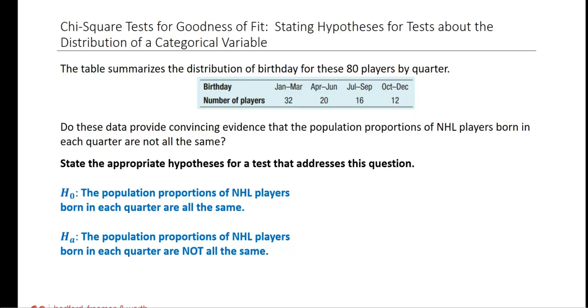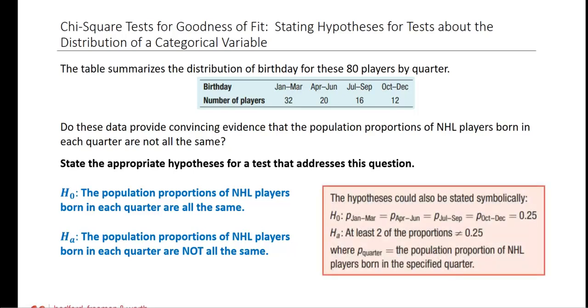What's interesting is it's different than, remember how we used to give a direction to things? We don't have to do that with this test. So it's always like the company proportions are true, the company proportions are not true. They're not all the same, right? So in this case, all the same, but not what they stated they were. You could state it symbolically. That would be okay. So just to give you different options there. You could define the parameter. P quarter is the population proportion of NHL players born in a specific quarter.